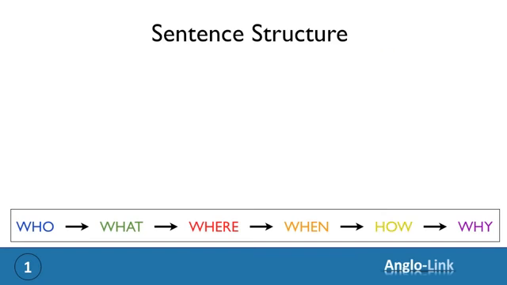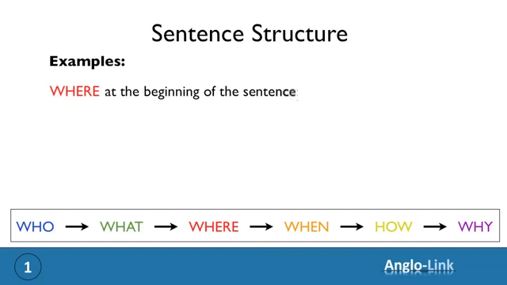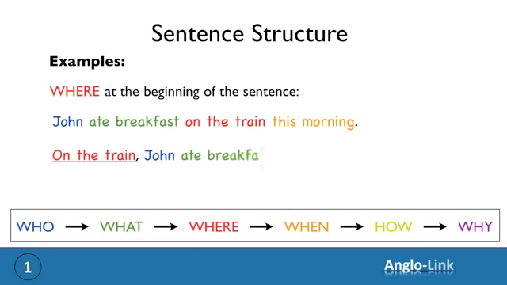Let's look at some examples. Let's start with putting where at the beginning of a sentence. If we look at one of our earlier examples, for example, John ate breakfast on the train this morning, and put the element of where, that is, on the train, at the start of this sentence, you will notice that it doesn't sound very natural. On the train, John ate breakfast this morning, because there is no reason to emphasize this element. It's unnatural.